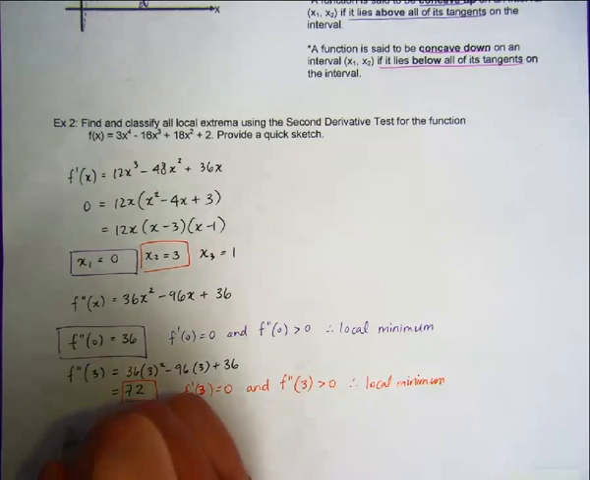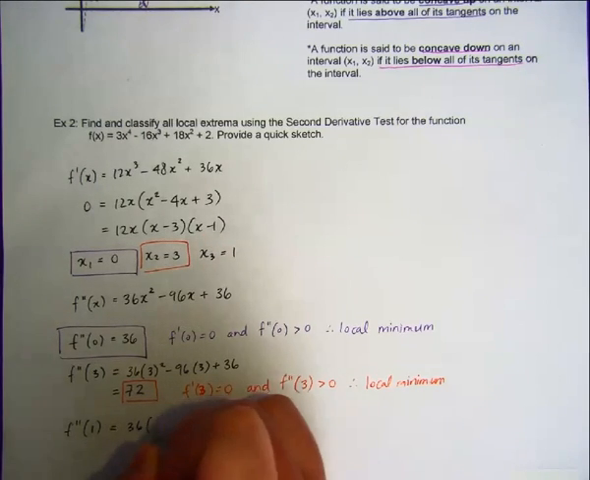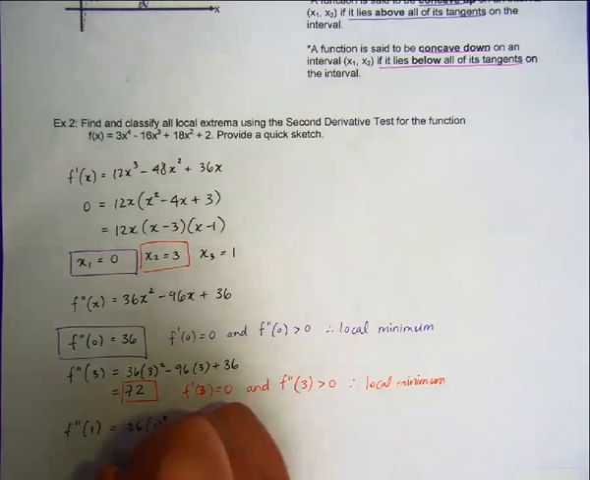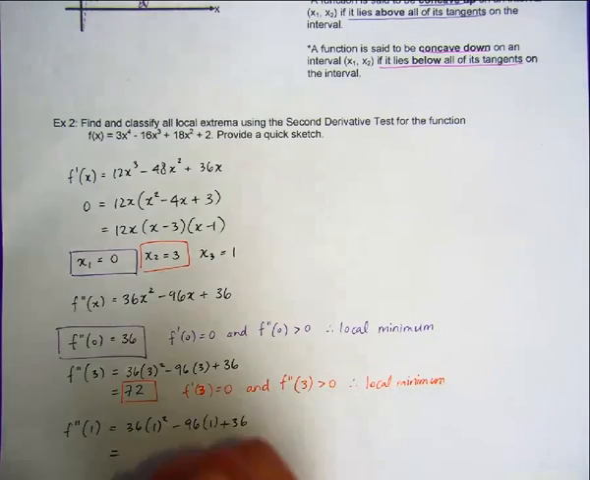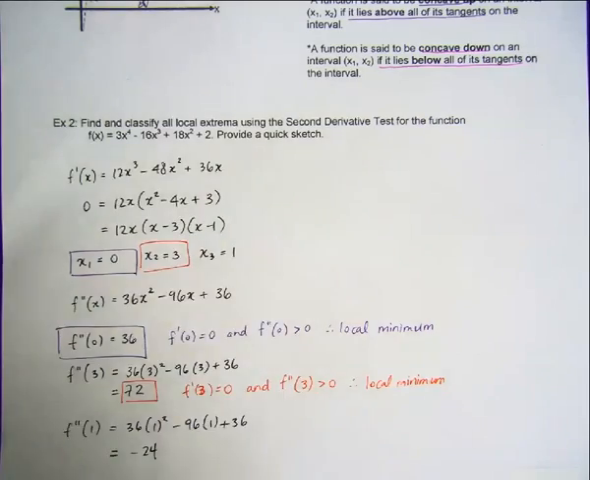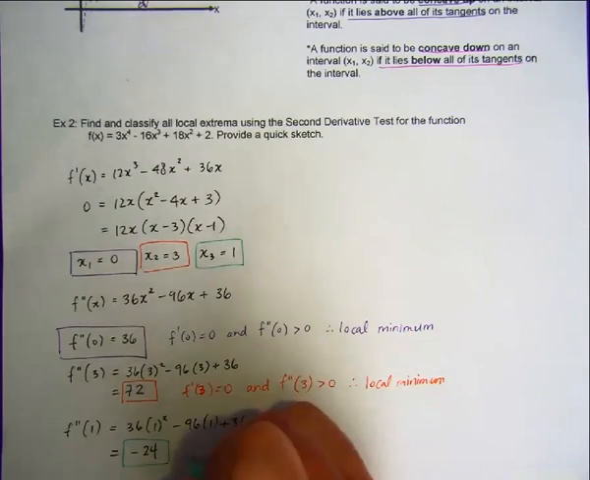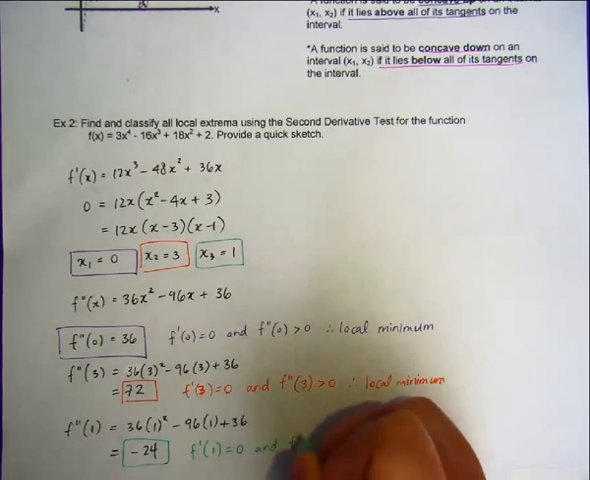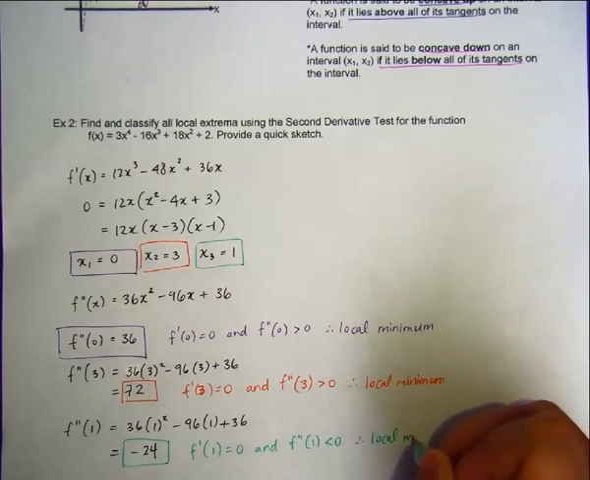One last time, we have f prime prime at 1: 36 times 1 squared minus 96 times 1 plus 36. Calculate, and we get negative 24. So for this final answer, because f prime at 1 equals 0 and f prime prime of 1 is negative, that means we have a local maximum.